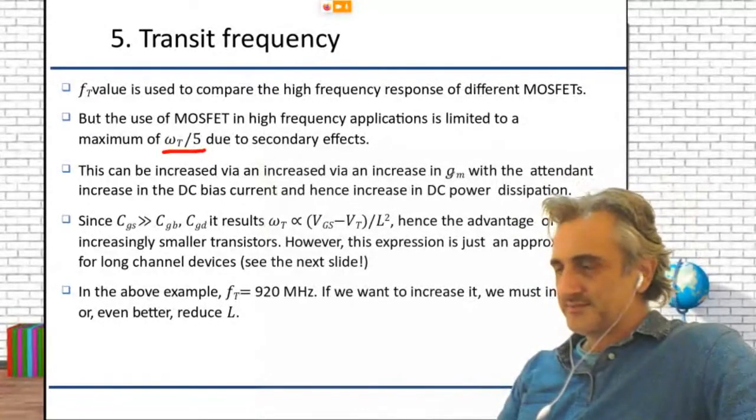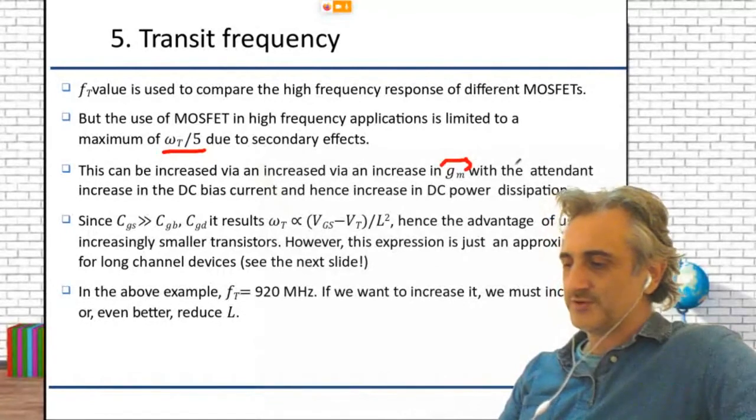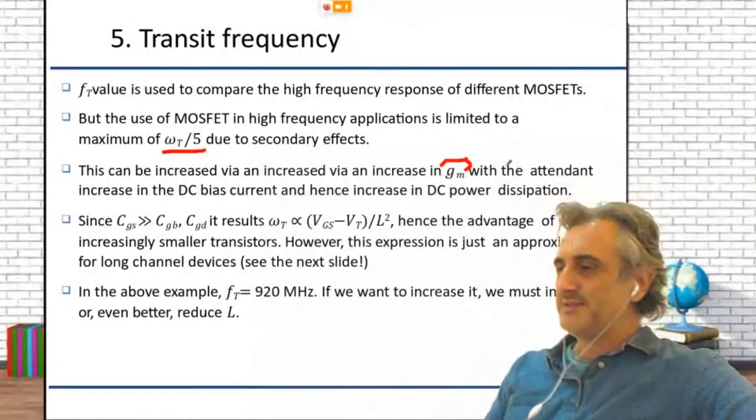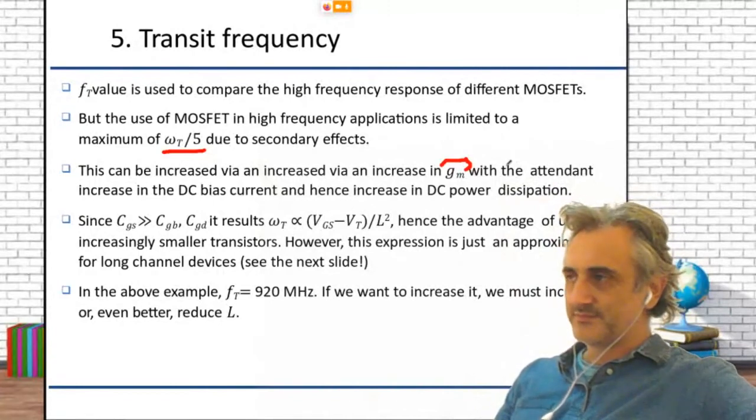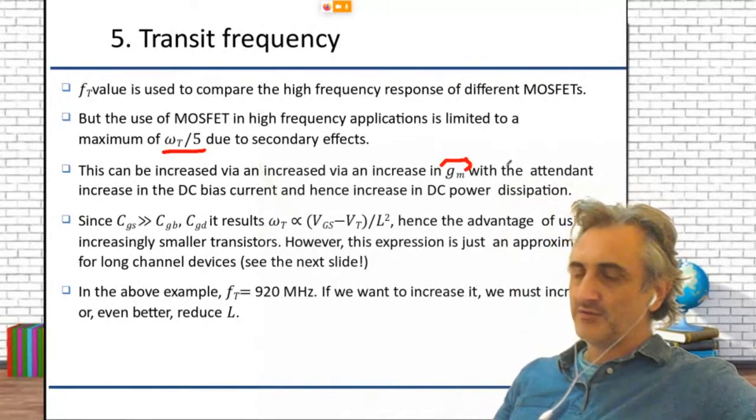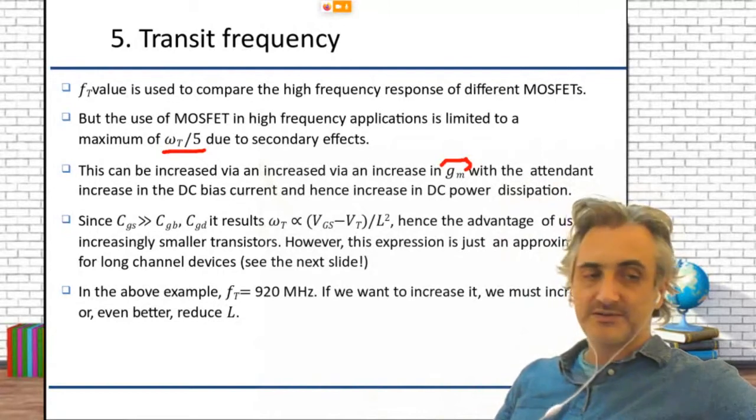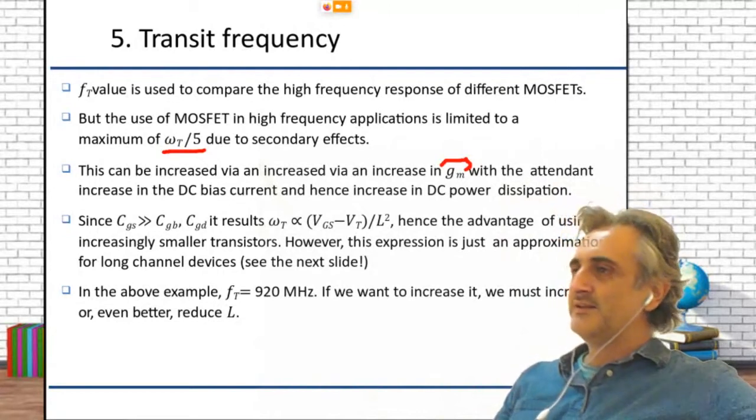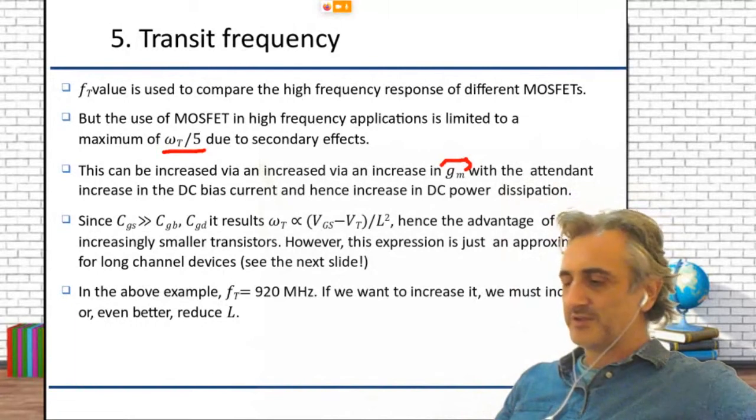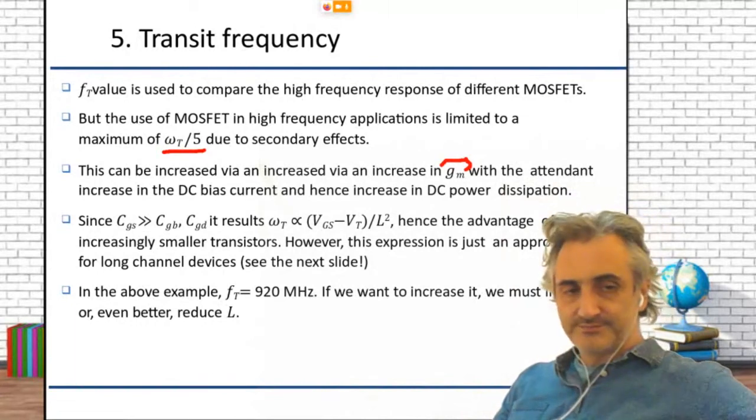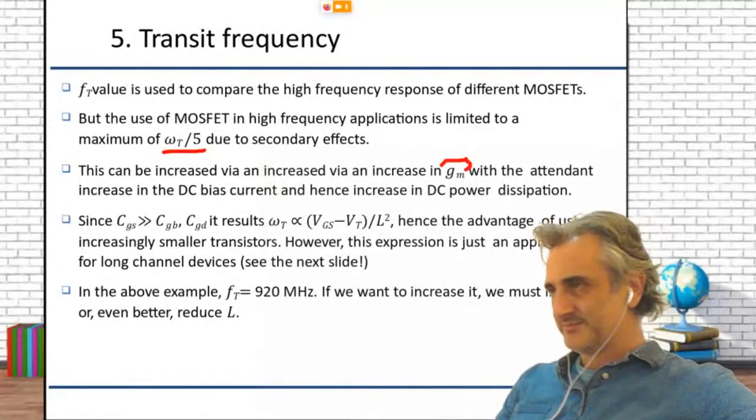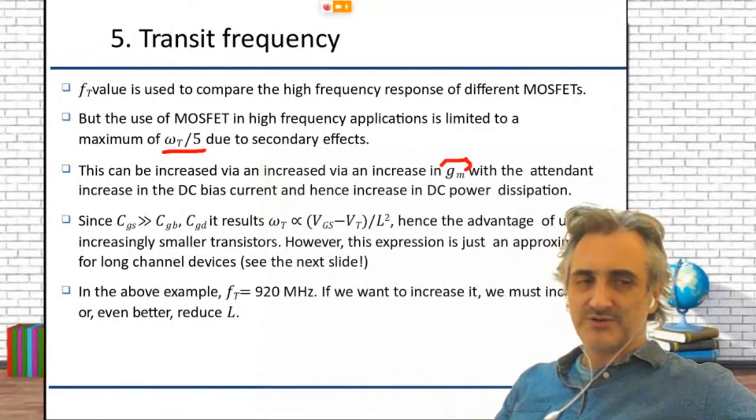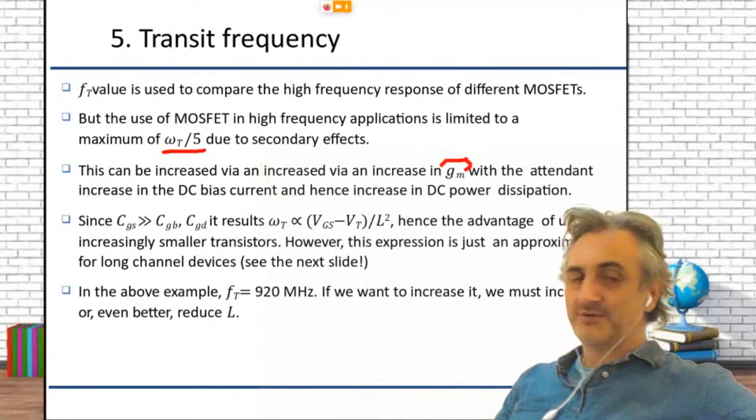It can be increased by increasing the transconductance. You can notice this is a small signal parameter, and depends directly on the current, on the square root of the current. However, increasing the bias current also increases the power dissipation, which is not good, and also increases the noise, which is also bad. You always have to reach a trade-off between all the different parameters.